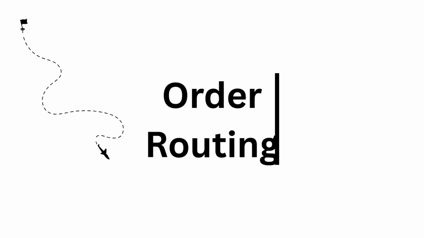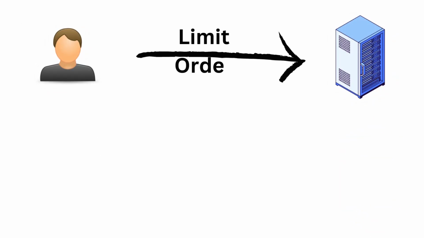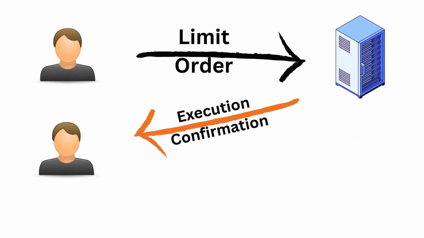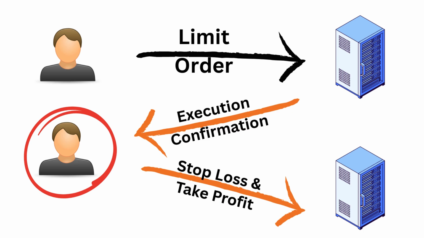Now let's talk about order routing, from the user to the exchange. Here's the problem. You send a limit order. The platform waits for the fill confirmation before sending your stop loss and take profit orders. In that time window, you are exposed to unlimited risk. If price has already moved past your stop or target level, those child orders may never even make it to the exchange. This is how rejected children and orphaned legs occur.